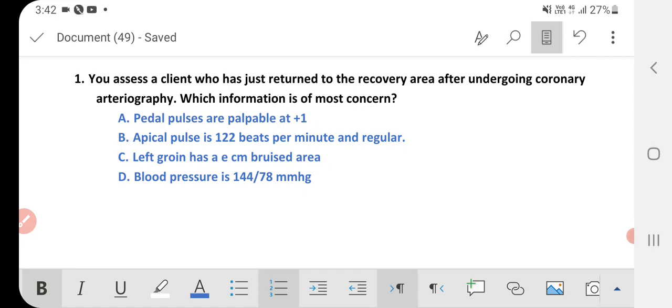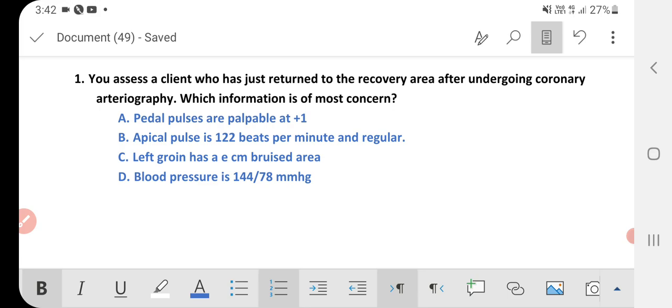This is the third part. Let's start with the first question. You assess a client who has just returned to the recovery area after undergoing coronary arteriography. Which information is most concerning? Options: A, pedal pulses are palpable at +1; B, apical pulse 122 beats per minute and regular; C, left groin has a centimeter bruised area; D, blood pressure is 144/78 mm Hg.